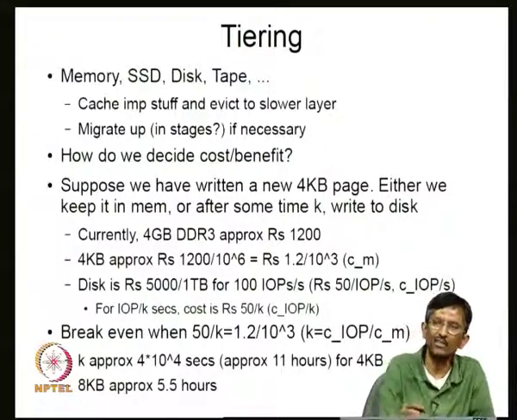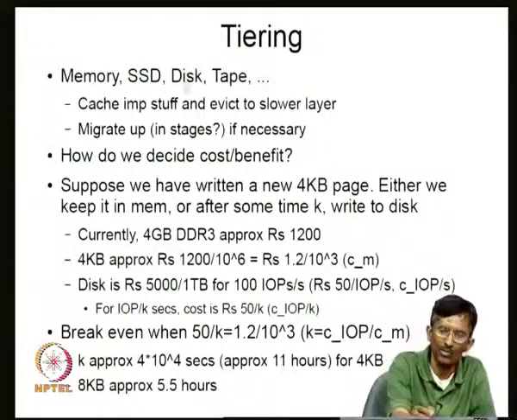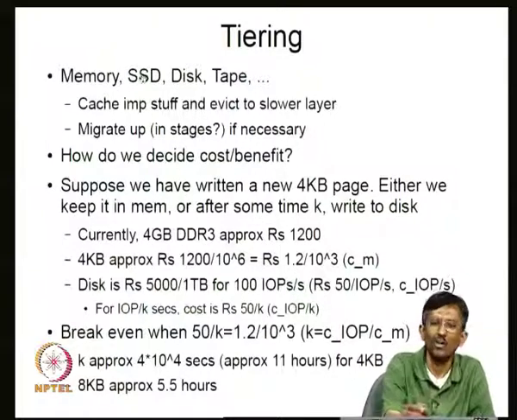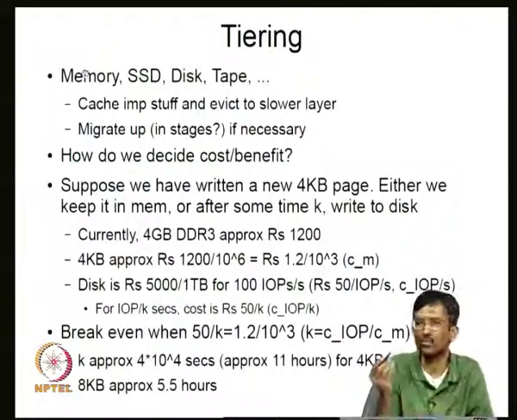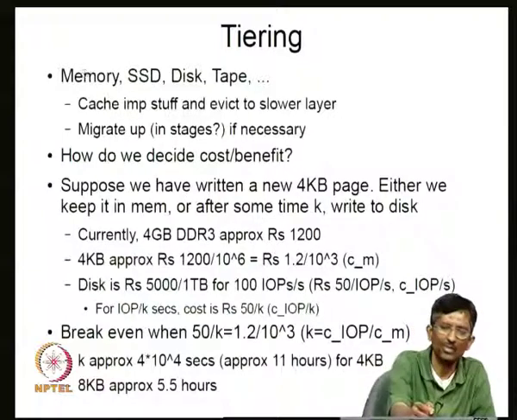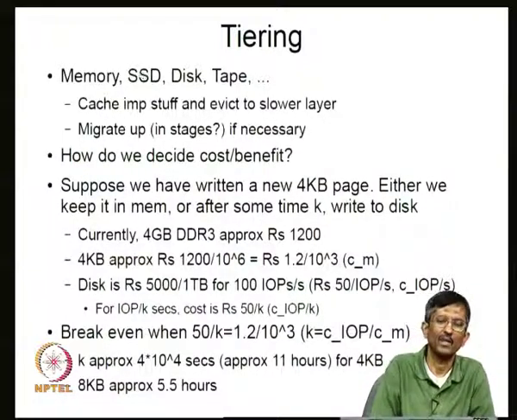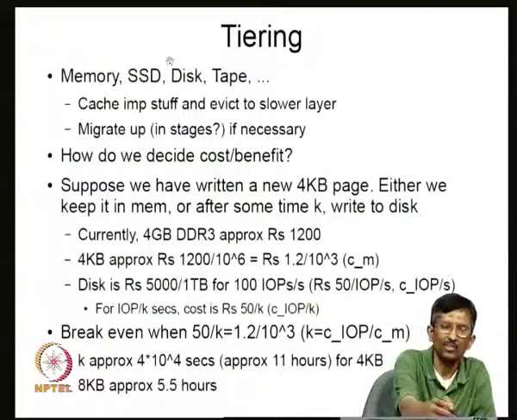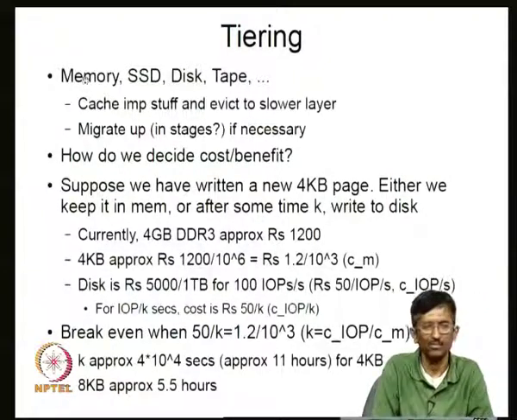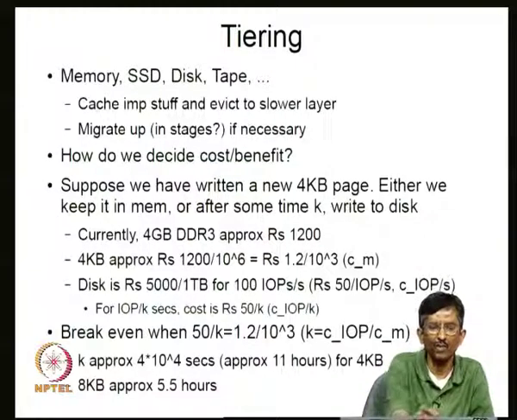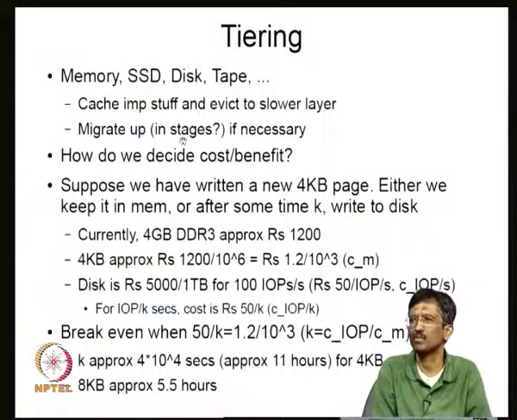You can either migrate it in stages from one to another. For example, you move from disk to SSD to memory, or you can directly go from disk to memory. It depends on your system. Of course, if you go step by step, it's more latency and possibly cheaper, but if you go from disk to memory, it's faster but a costly system. Basic for us is, how do we decide what is the cost benefit? How do we do these things?